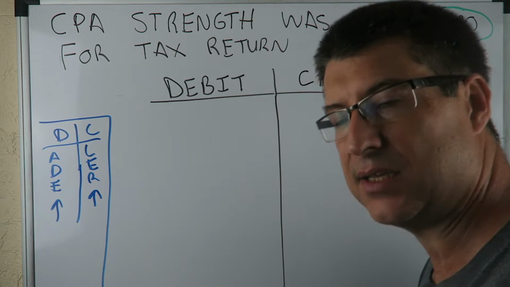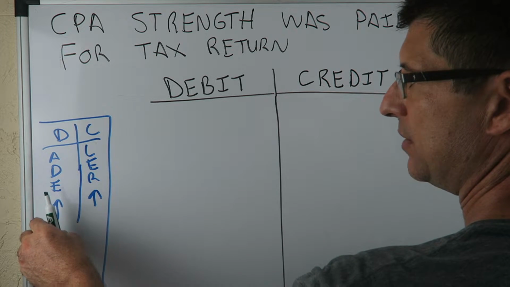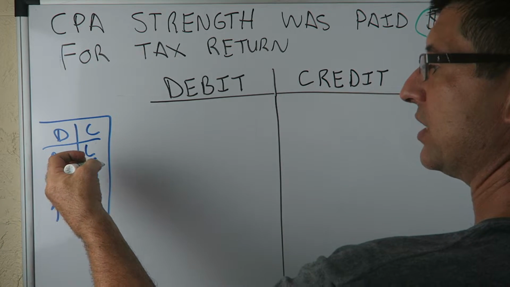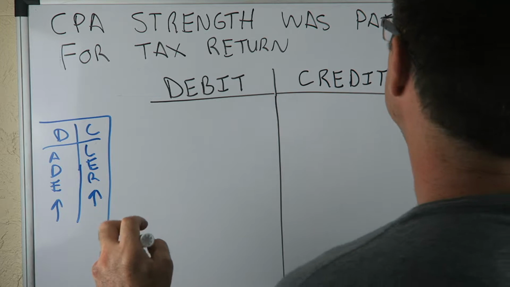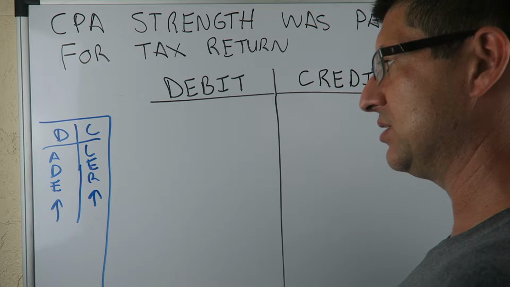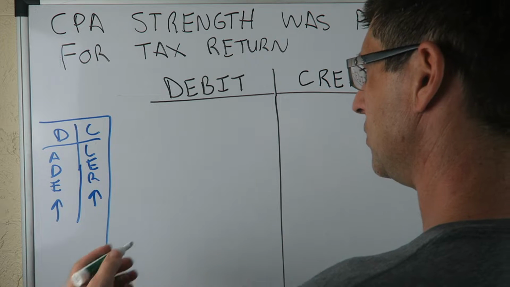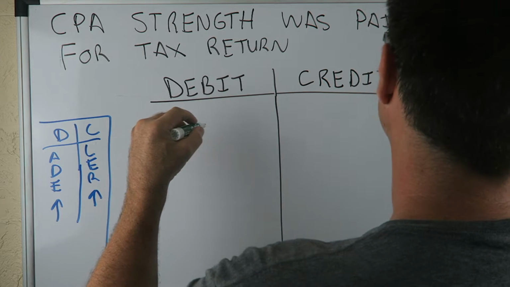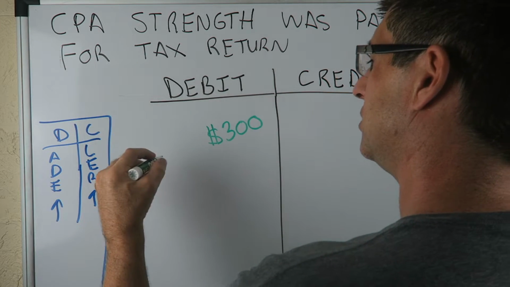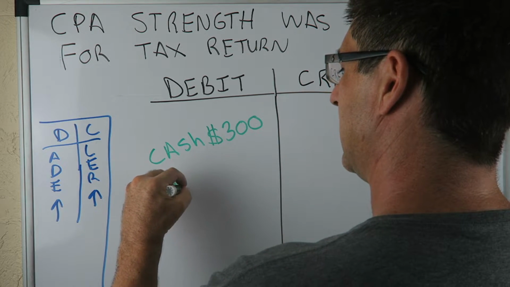We know cash is an asset, and if it is increasing in cash, we debit it. If our cash is decreasing, we credit it. We have paid $300 for tax return. We have cash asset increasing. So we know we increase. So we're gonna have $300 over here, cash $300. That's going to be our journal entry, and we know that it's an asset.